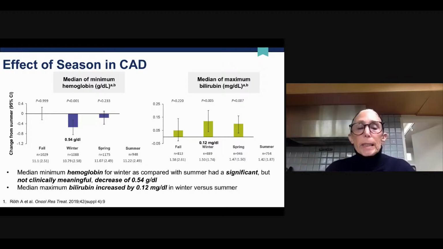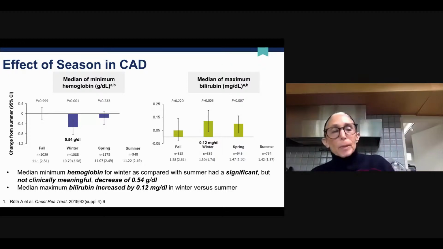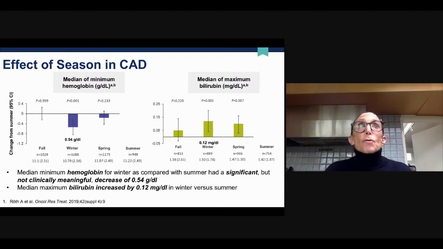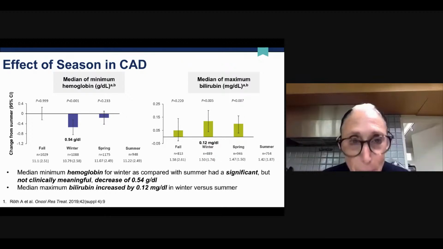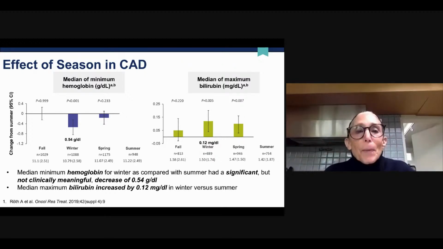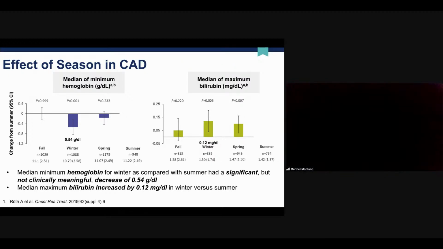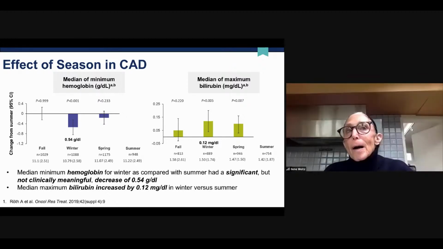Now, what about seasonal changes? Well, we were discussing earlier that it's really hard to recruit patients for the trial in Southern California because we don't get that cold. And Dr. Berentsen and Dr. Röth have a lot of patients because it gets cold there. One's in Norway, one's in Germany. And you could see that there are seasonal differences.